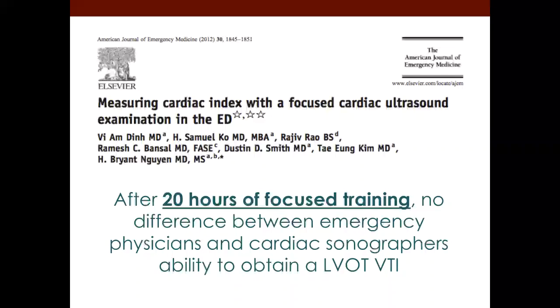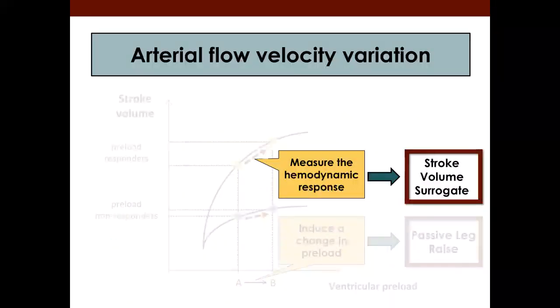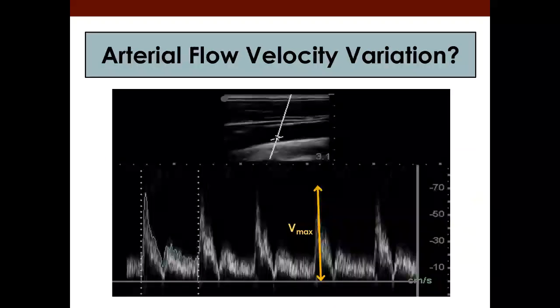And again, if you get it wrong, and it's really easy to get it wrong, it can give you very misleading results. And that's why I want to talk to you about one more ultrasound technique that's not ready for prime time yet, but is definitely interesting. And this is another stroke volume surrogate, and what we're doing is arterial flow velocity variation. The idea here is that you pick a peripheral artery, carotid, femoral, brachial, are the ones that we're doing this with mainly. And then you look at the flow velocity variation, or the Vmax, before and after a volume challenge.